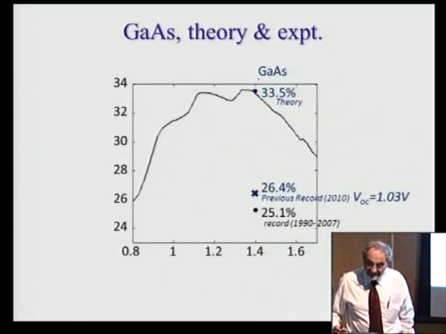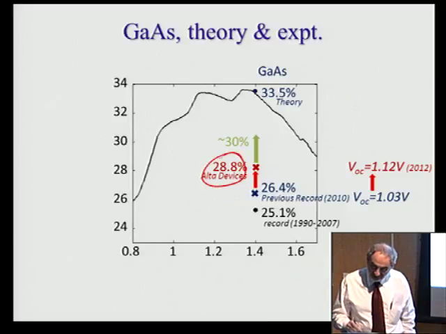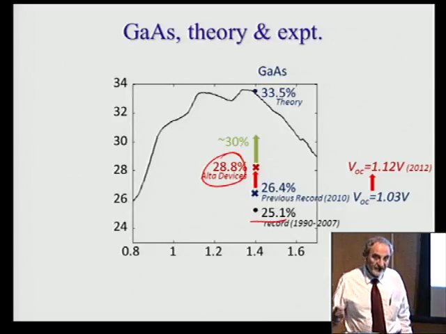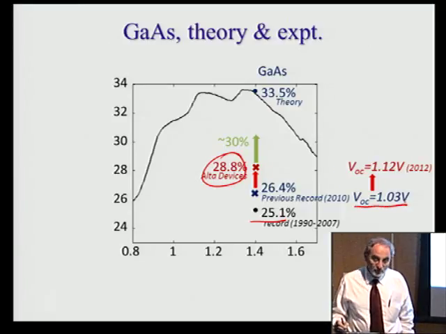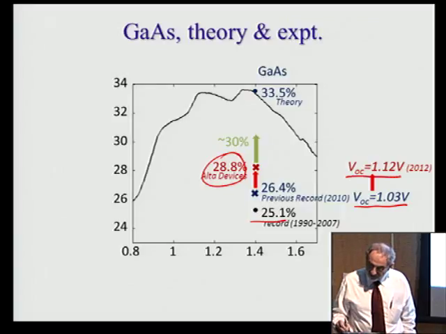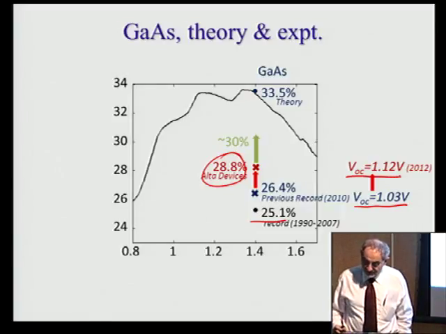So what has happened with the records? The records have gone up, and the record solar cell is now 28.8%. The previous record was 25.1. It's been almost entirely due to voltage. The previous record voltage was 1.03, and now the new record voltage is 1.12. So it's all about the voltage. The current is practically unchanged.